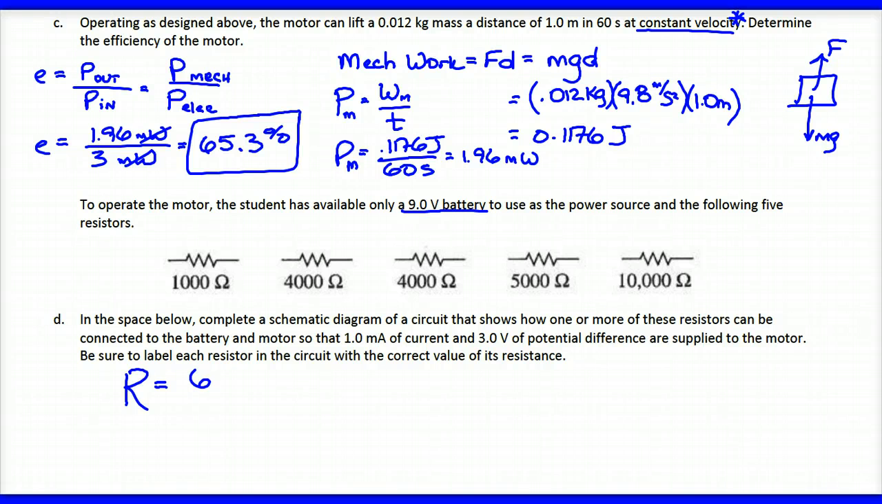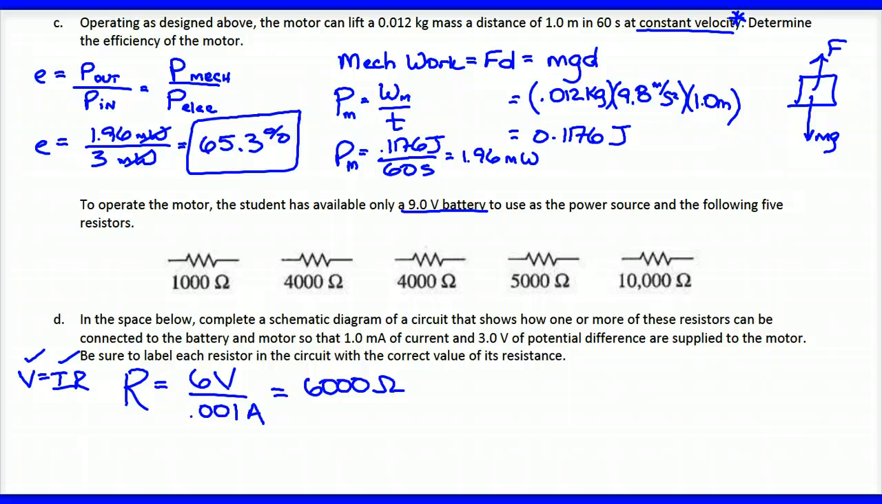So basically, I'm looking at V equals IR, rearranging and solving for R, where V is 6 volts and I is the 1 milliamp that ultimately needs to be supplied to the motor. So I'm going to get 6 volts over 1 milliamp, or 0.001 amps. When I do that, I get 6,000 ohms. In other words, the circuit elements need to have a resistance of 6,000 ohms if they're going to drop 6 volts.